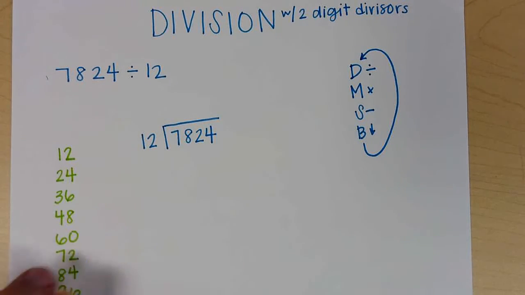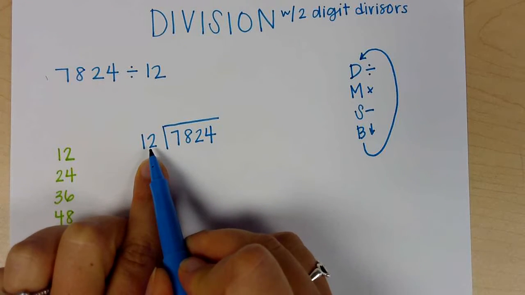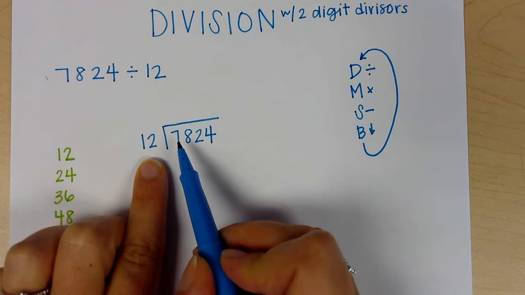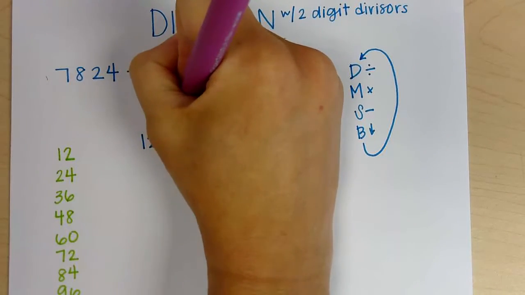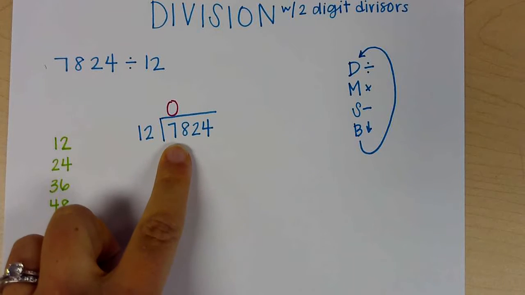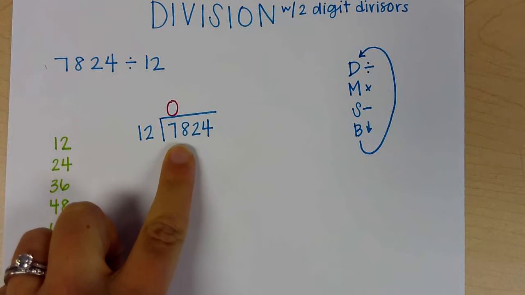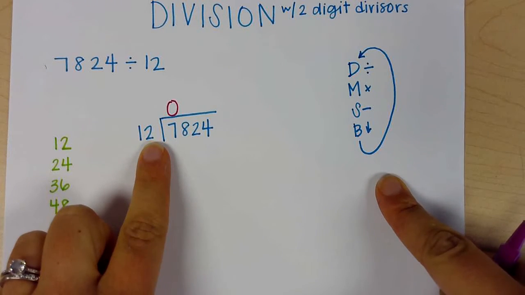Okay, so the first question we need to ask ourselves is divide. 7 divided by 12. Does 12 evenly go into 7? It does not. 0 times. So we place that 0 up top. So we can immediately then move on to that 78 now. Or we can go ahead and follow these steps and keep going.